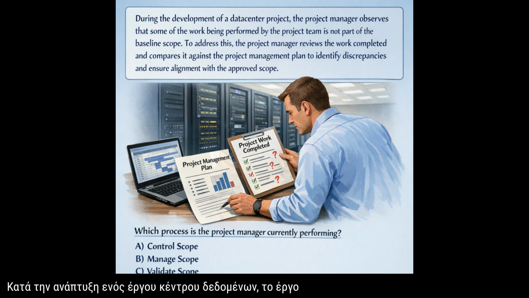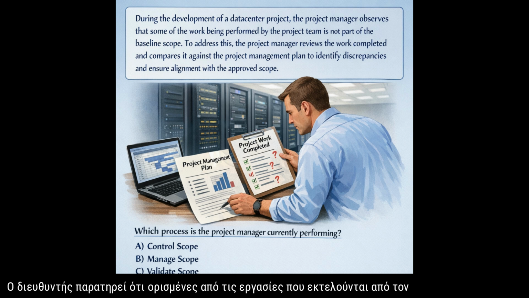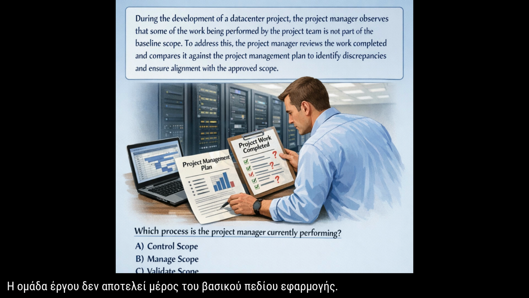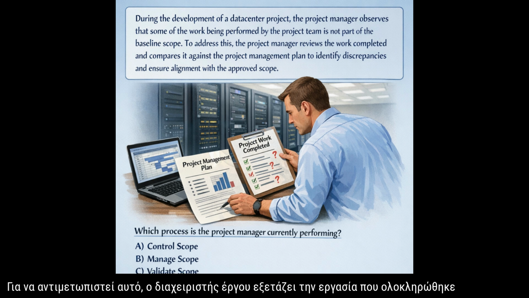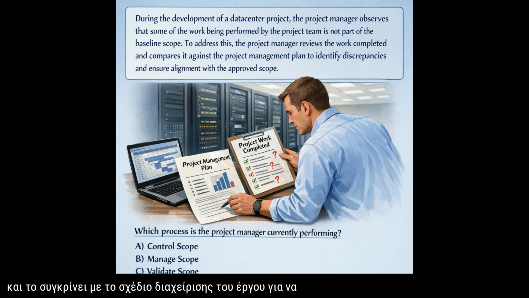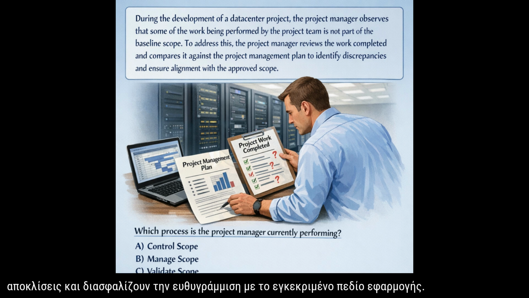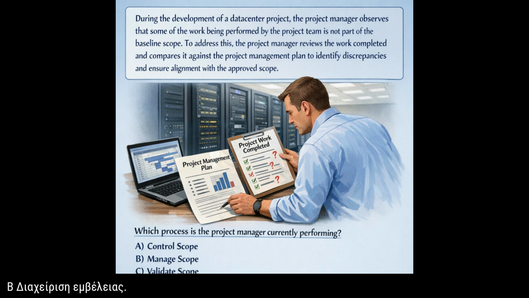During the development of a data center project, the project manager observes that some of the work being performed by the project team is not part of the baseline scope. To address this, the project manager reviews the work completed and compares it against the project management plan to identify discrepancies and ensure alignment with the approved scope. A. Control scope. B. Manage scope. C. Validate scope. D. Monitor scope.